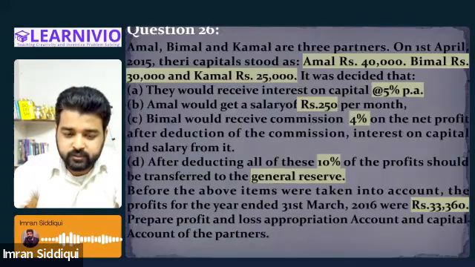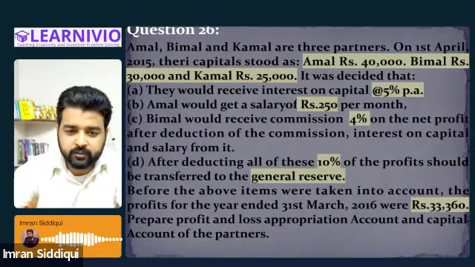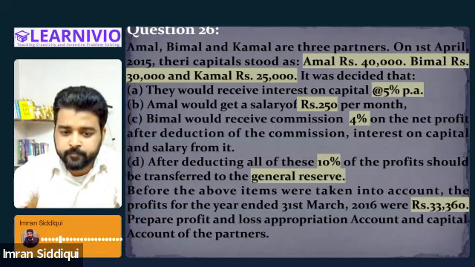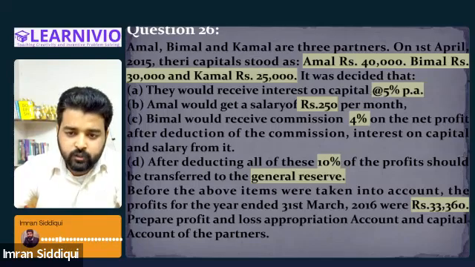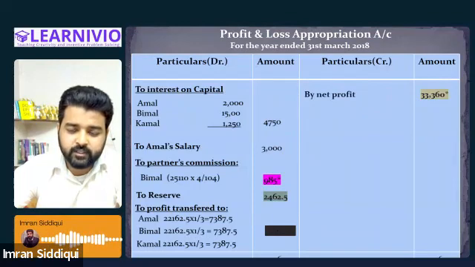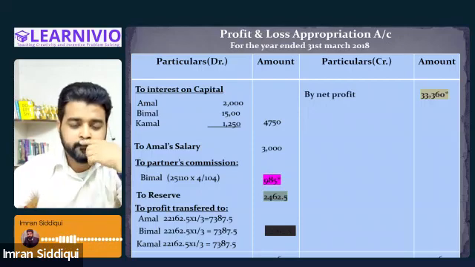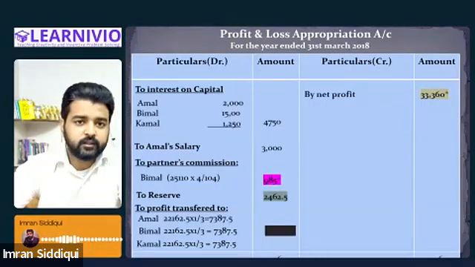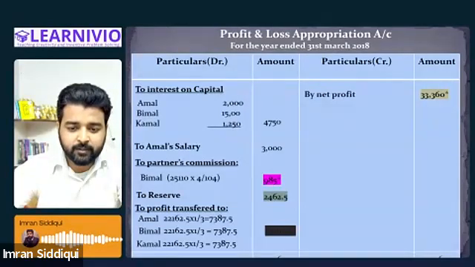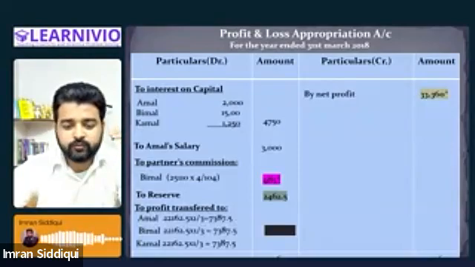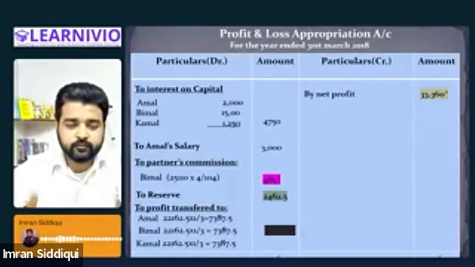Reserve. Okay, so let me just read the adjustment regarding the reserve. In question number 26, we have the capital of the partners given. Apart from that, they would receive interest. Amal would get salary, Bimal would receive commission. After deducting all of these, 10% of the profit should be transferred to general reserve. So see, after recording all the expenses, on the credit side we have a profit of 33,360. Out of this, we'll subtract 4,750 for the interest on capital. We'll subtract the commission as well, right? And after deducting the partner's commission, out of whatever remaining profit there is, we will be creating a 10% reserve. So this is how it will be done.